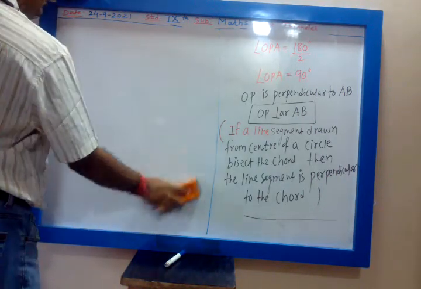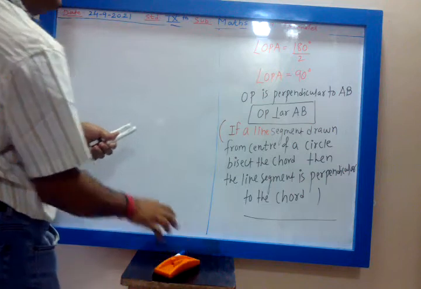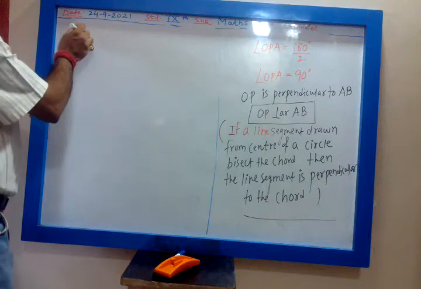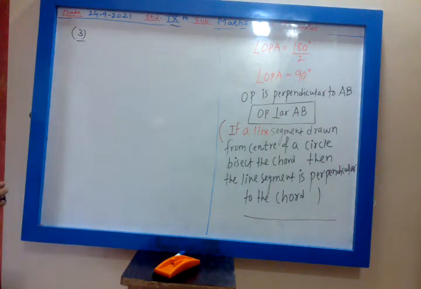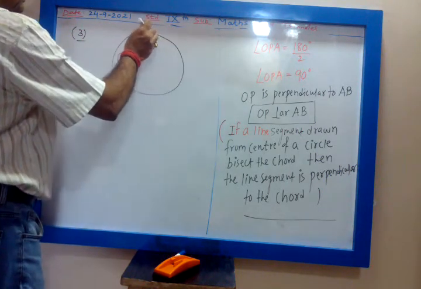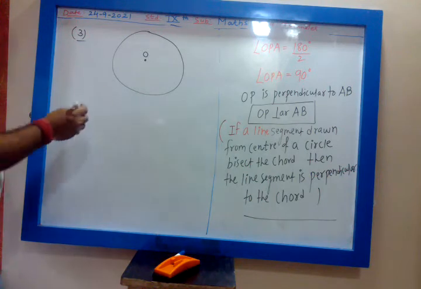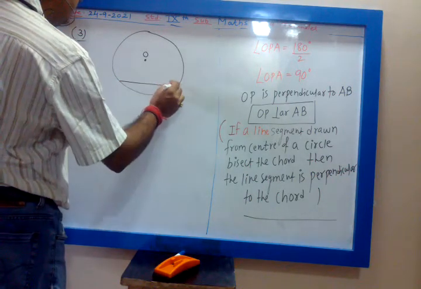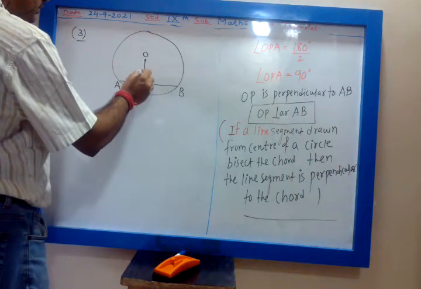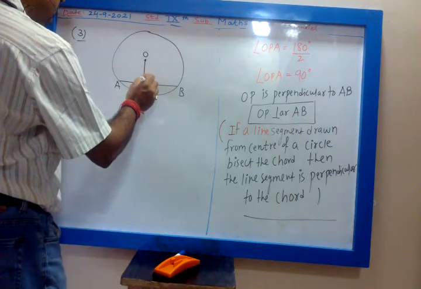So let us do the third one. Again, in the circle chapter we are going to come across this. The following figure shows a circle with center O. Now we will see the converse of this. The center of the circle is O, and there is a chord AB. Now OP is perpendicular to AB. It is given.